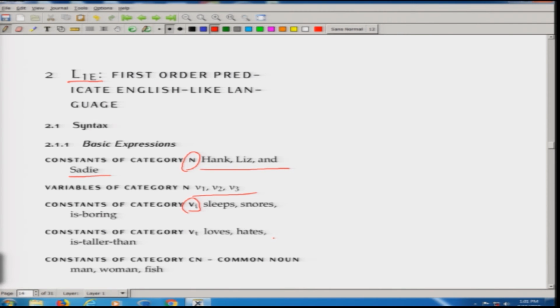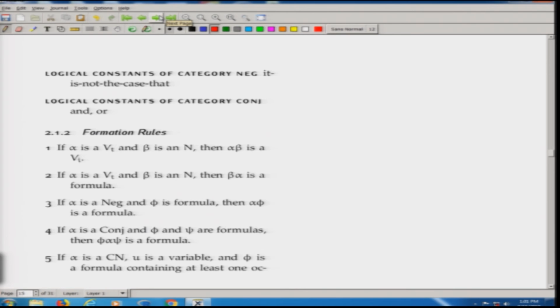And then we have another additional category. What is it? The common nouns. So we have man, woman, and fish, just that, nothing else. So the syntactic rules. And of course, we have the logical constants as usual. And we could also add if then, if we want. We can just add this.